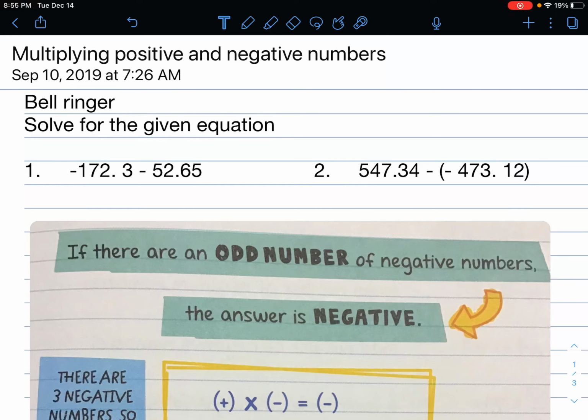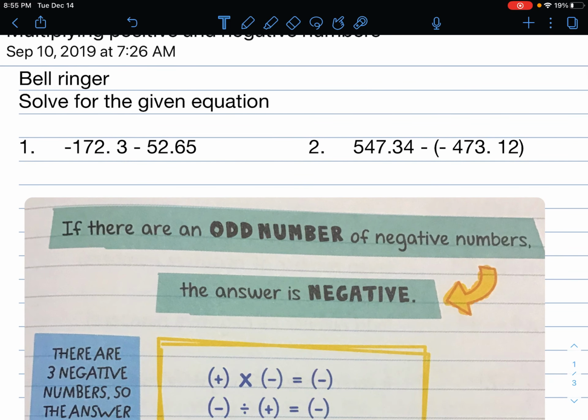All right, so we're going to look at multiplying positive and negative numbers here. First, this is just a recap from the last lesson, adding and subtracting decimals. So we've got negative 172.3 minus 52.65. So it's a negative and it's a minus, so you actually are going to add them together.